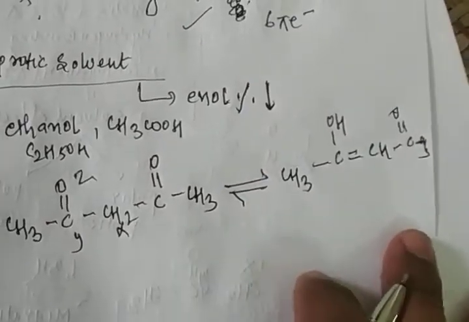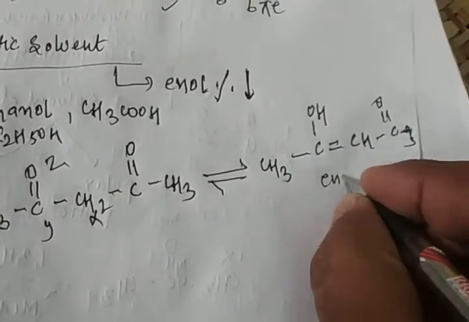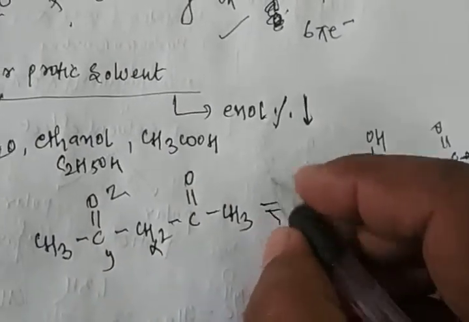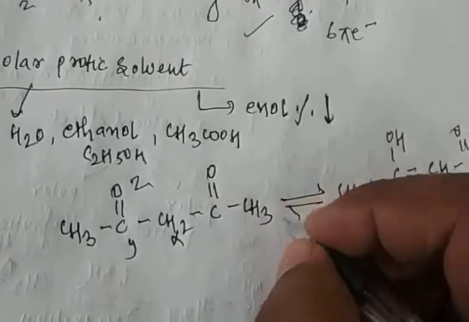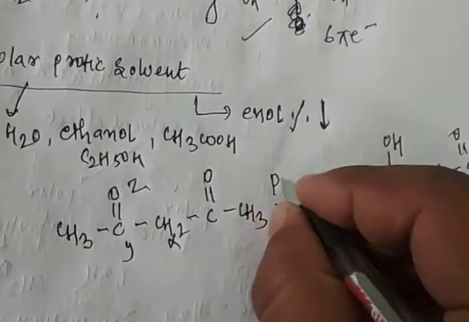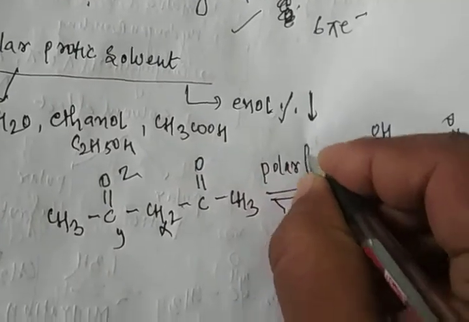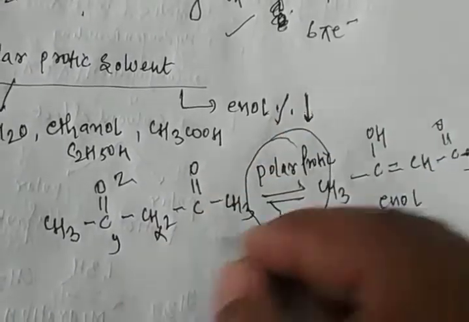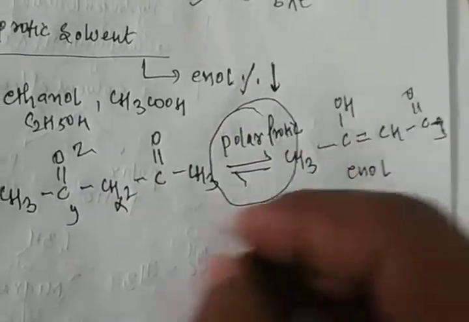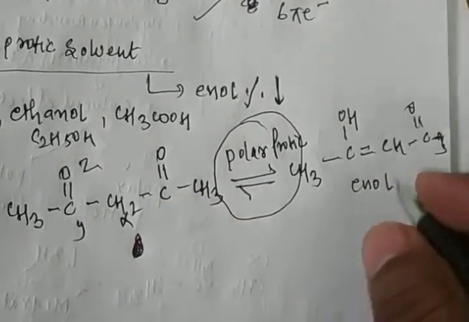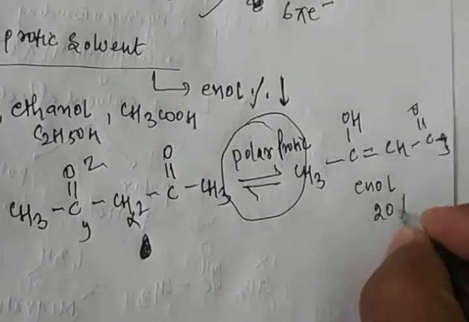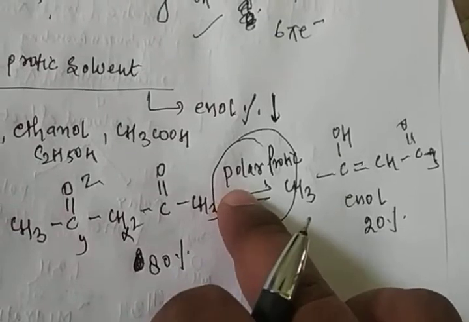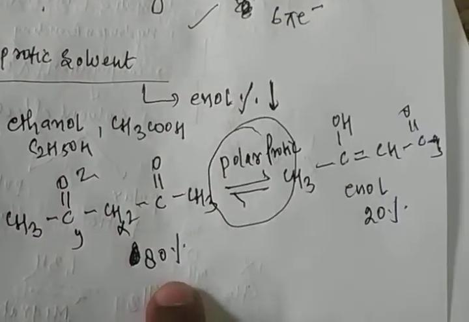Now there is an ene plus ol group there. But in this case, this reaction is in the presence of polar protic solvent. Now in the presence of polar protic solvent, the percentage of this compound is 20%. Now the percentage of this compound is 80%. But in absence of polar protic solvent, this is 80% and this is 20%.